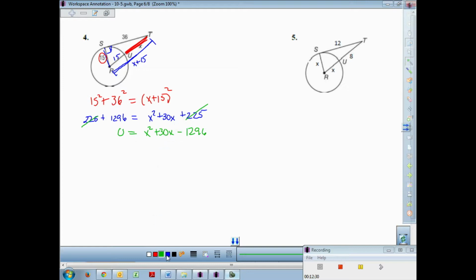So, if you would like to try to factor this, you are welcome to. Try to find two numbers that multiply together to be a negative 1296 and add together to be a positive 30. And you know, factoring is pretty simple when the numbers are small, but negative 1296 is a mega number.